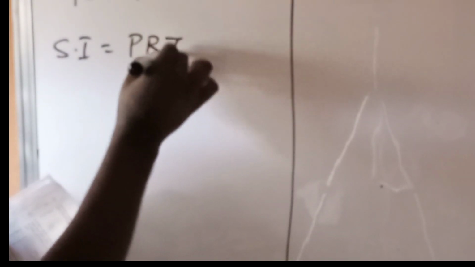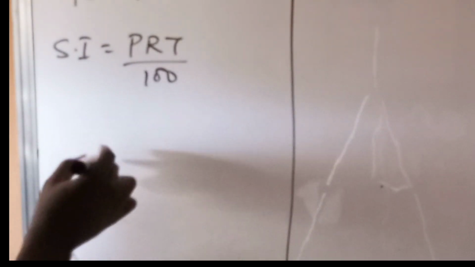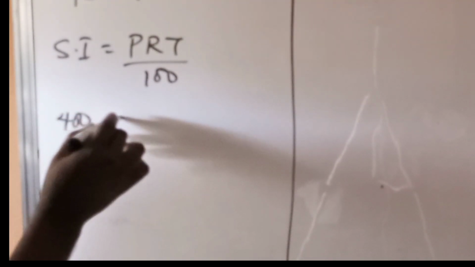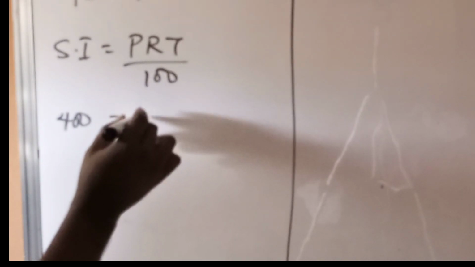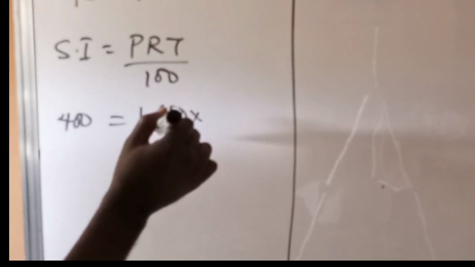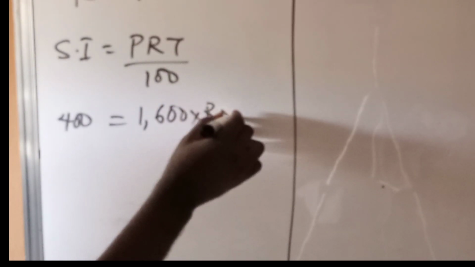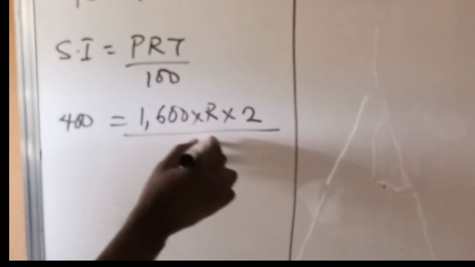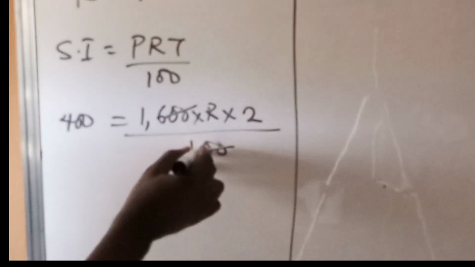So the first thing, let's write the formula. Simple interest is PRT divided by 100. So what is the simple interest? 400 equals the principal, which is 1,600, multiplied by the rate, which we don't know, R, multiplied by the time, which is 2 years, divided by 100. So this cancels this.